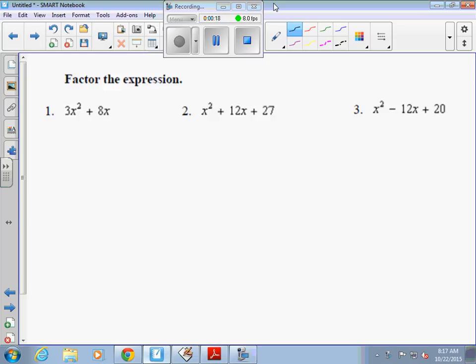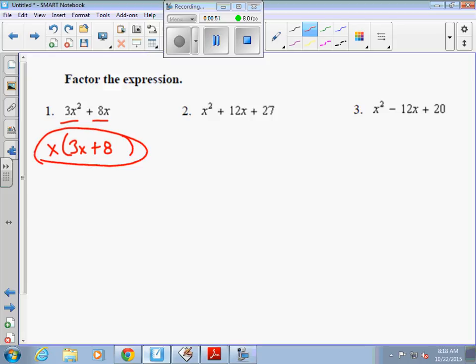Number one, all you take out is a monomial out of 3x squared plus 8x. The only thing that each of these terms has in common, 3x squared and 8x, is x. So what you're asking yourself is, what do I have to multiply x by to get 3x squared? You multiply it by 3x. And what do I have to multiply x by to get 8x? You're multiplying it by positive 8. This is all you can do as far as factoring goes for number one.